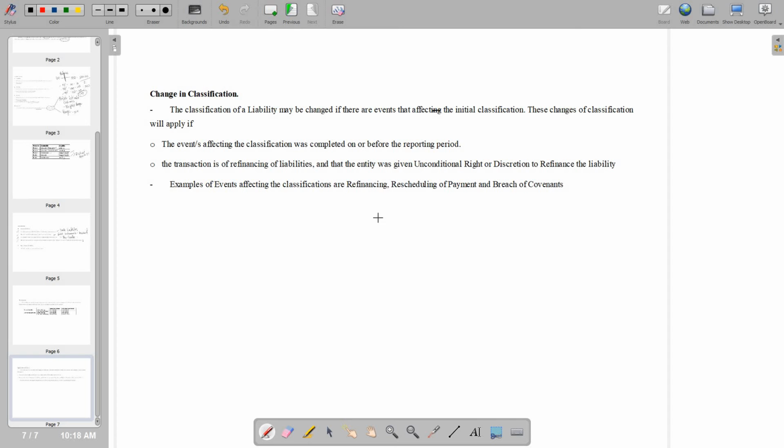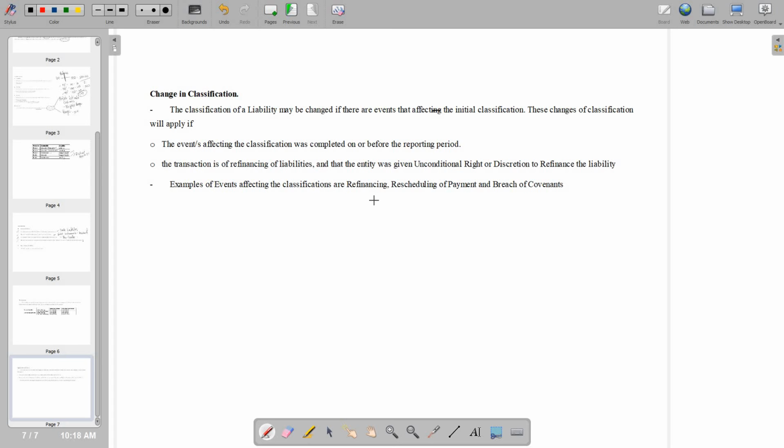Okay, that affects the initial classification. These changes of classification will apply if there is a change in classification, so from current to non-current, or if there is an event that gives rise to the change in classification. So let's say, for example, the duration of the liability is changed from 1 year to 3 years.